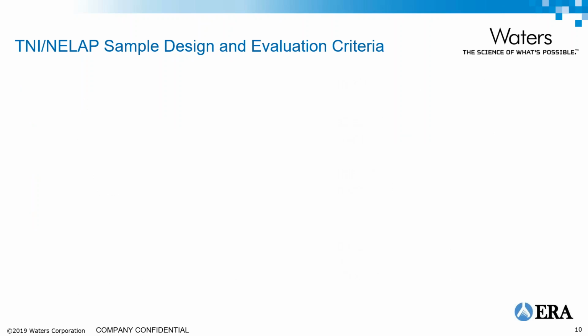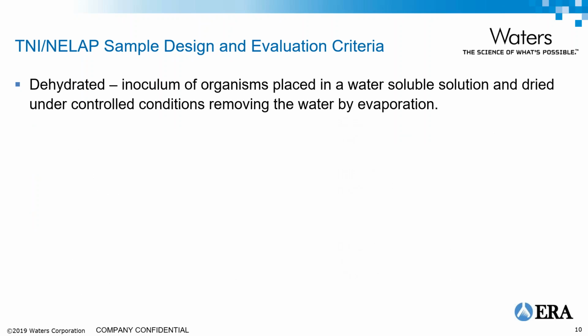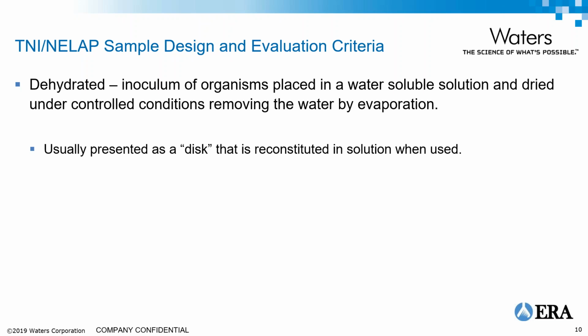The next type of sample is a dehydrated sample. Now, this is an improvement over whole volumes, but there are still limitations. It's essentially an inoculum of organisms that you place in a water-soluble solution, and then you dry it under pretty controlled conditions, but you're removing the water by evaporation and sometimes heat, and that can have some negative effects on the organism. Usually this is presented as a disc that you reconstitute in a solution when you're ready to use it. It also can be pretty temperature sensitive.